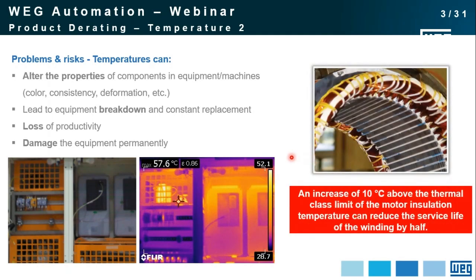Another example I can give you is for electrical motors. By using a motor at a higher temperature, for example 10 degrees Celsius above the thermal class limit of the motor insulation, you can reduce the lifespan of this motor by half. So imagine the impact that you would have in your industry, in your process plant, by having a reduced lifetime of all your motors, and especially by half.